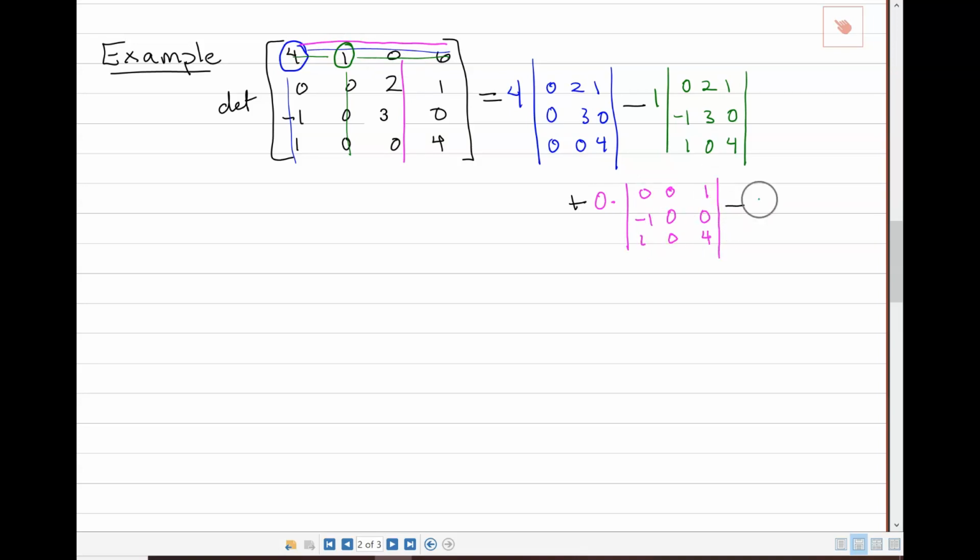And we'll have 6 times the determinant of what the matrix is left when we cross out this first row and the column that the 6 is in. So this will be 0, 0, 2. So you may notice that we've made some work for ourselves, right? Because we now have to compute the determinant of 3 matrices. But there are a couple nice things we can notice here that are going to make less work for us.